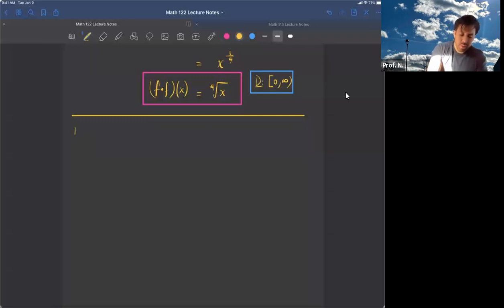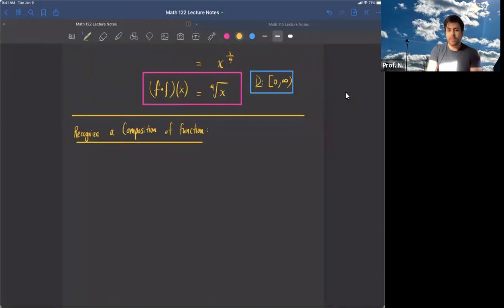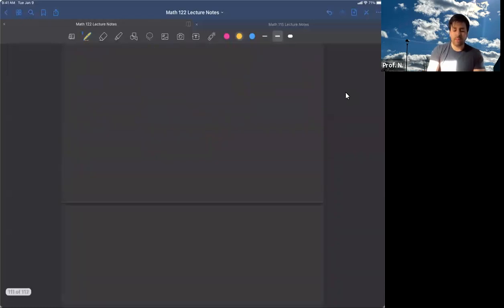Okay, so now I want you to see, can we recognize a composition of functions? Prav, this is definitely on the next homework. So definitely, it's already there. Homework number 4, I believe, right? Yeah, homework number 4 is already up, and you have some time to practice with this.